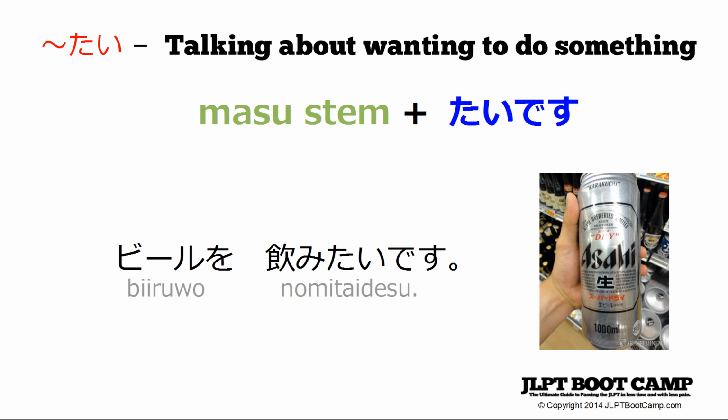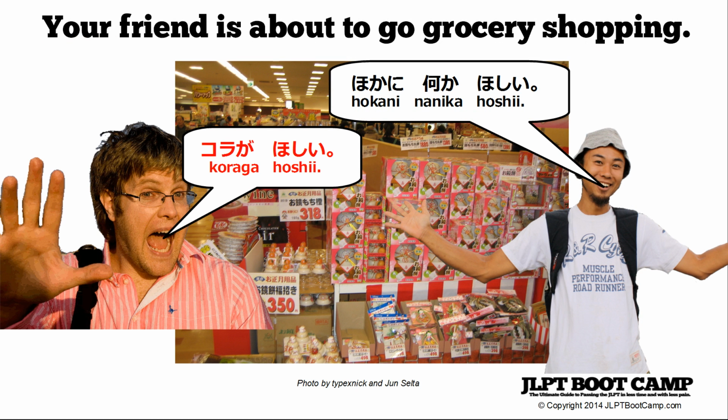Now, continuing with the conversation, your friend is about to go grocery shopping. Again, this is talking between friends. This is casual. He asks, "Hoka ni nani ka hoshii?" So this is a little tricky. Hoka ni is actually not officially on the N5 list of vocabulary, but it basically means other than that. So I'm going to get the pizza, and nani ka is something you want. So do you want something other than that pizza?